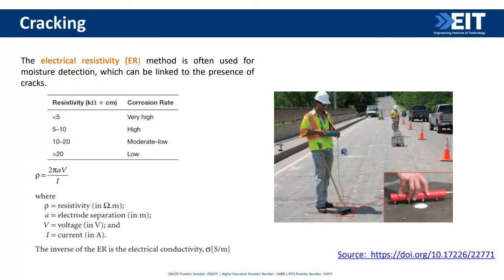And cracking, we can also have the resistivity. So the main idea is just to identify the moisture detection. This can be linked to the presence of cracks, because cracks for us, it's straight away a very important point in relation to later on how the corrosion rate will increase as cracking grows. Definitely, if we're working with reinforced concrete, the corrosion rate will increase as well.